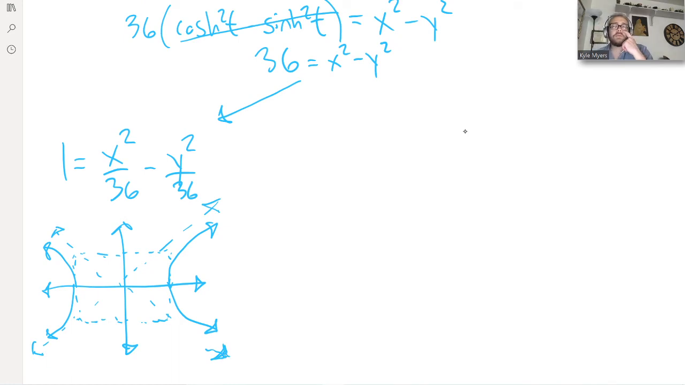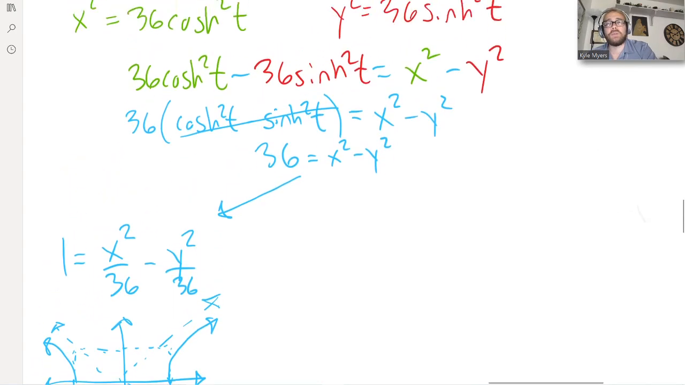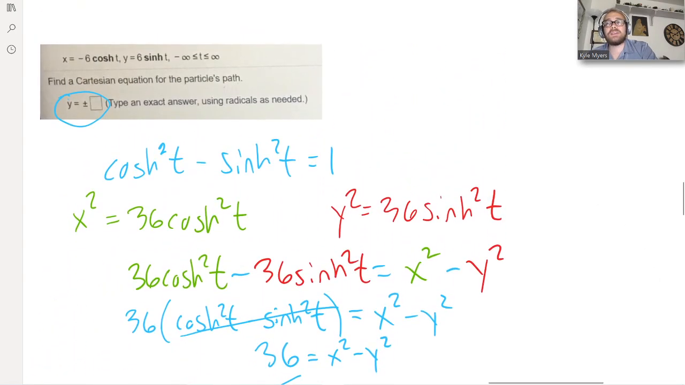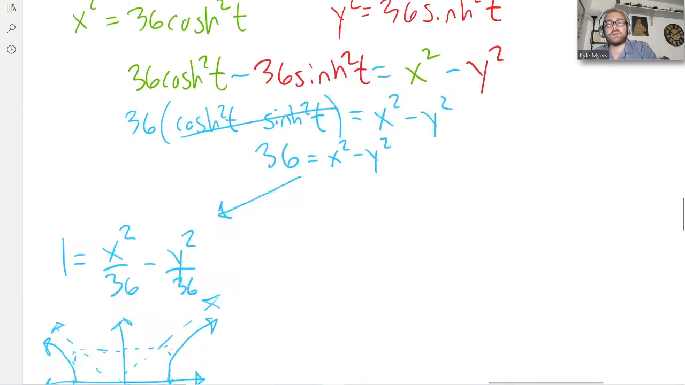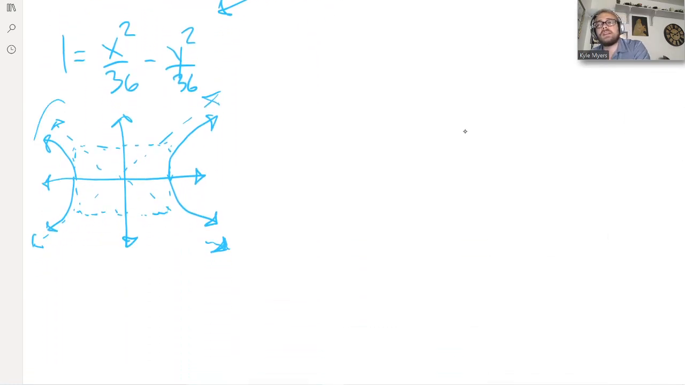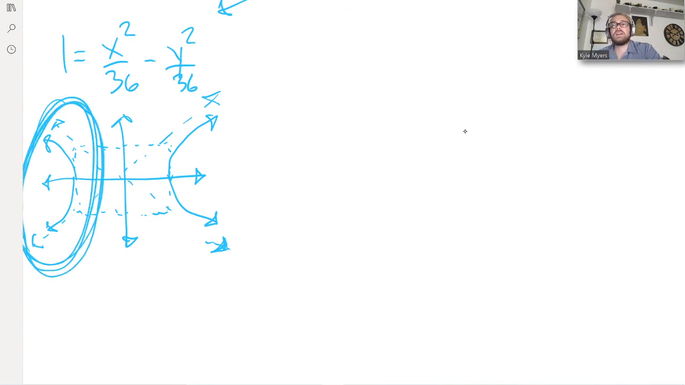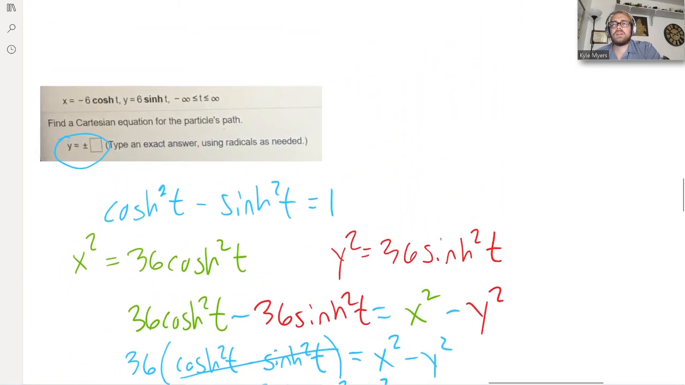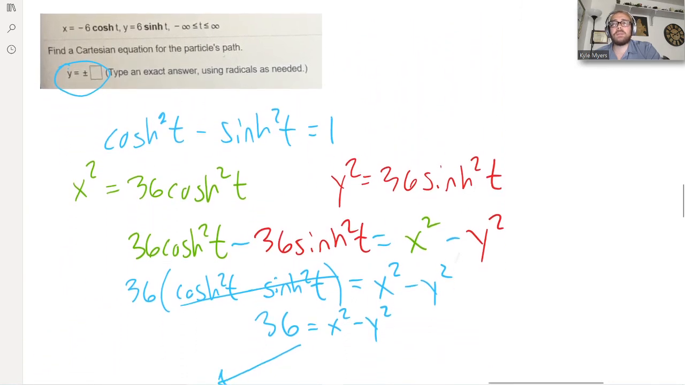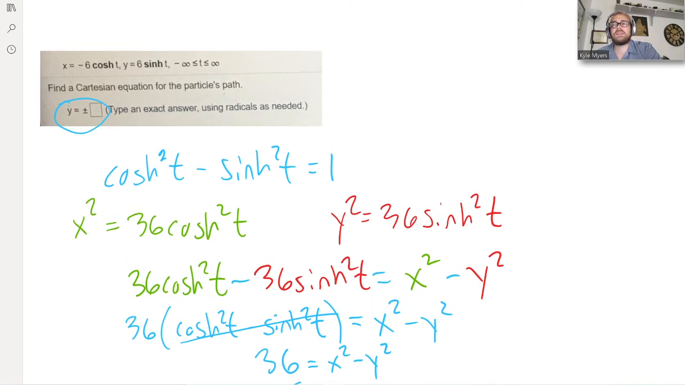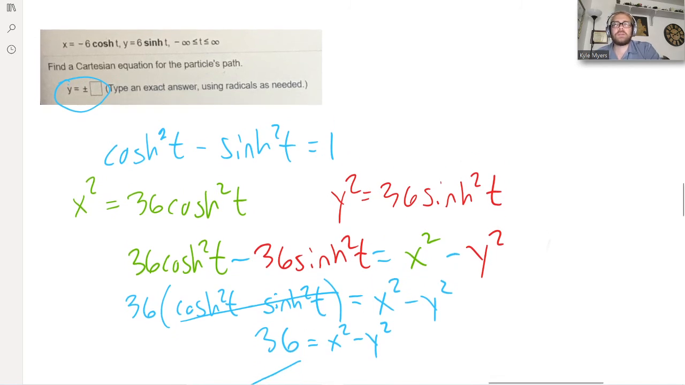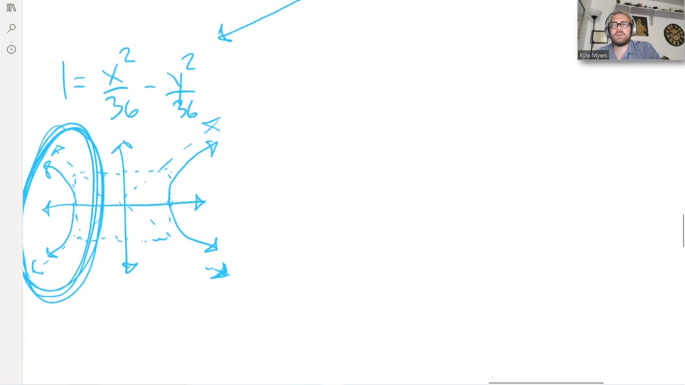Now, what we're actually dealing with is not the whole thing, because we have x equal to negative 6 cosh, which means we're only dealing with this part. I know that because when you go back to the original equation, if it was plus or minus 6 cosh t, then I would be dealing with the whole thing, but I'm not. I'm only dealing with the left-hand side.